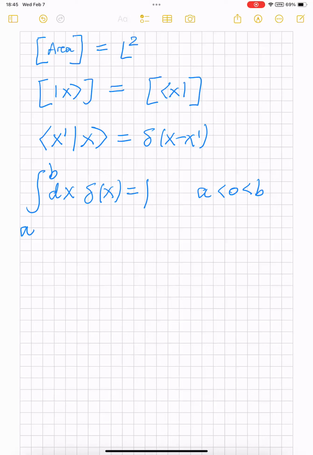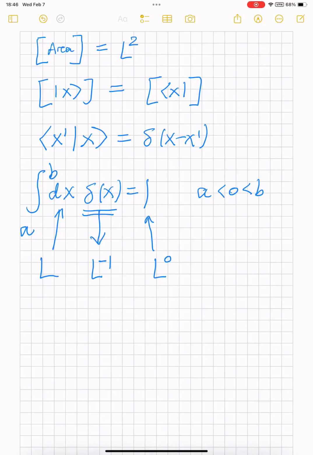Now, what's the use of doing this? Well, I know that 1 is dimensionless, so this is length to the naught. On the left-hand side of the equation, I know that dx itself is a length. So a length times the delta function has to be dimensionless. That's what this equation tells me. And I immediately learn that the delta function itself must have a dimension of length to the minus 1.